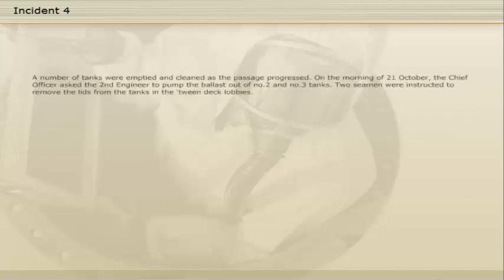A number of tanks were emptied and cleaned as the passage progressed. On the morning of the 21st of October, the chief officer asked the second engineer to pump the ballast out of number 2 and number 3 tanks. Two seamen were instructed to remove the lids from the tanks in the tween deck lobbies.